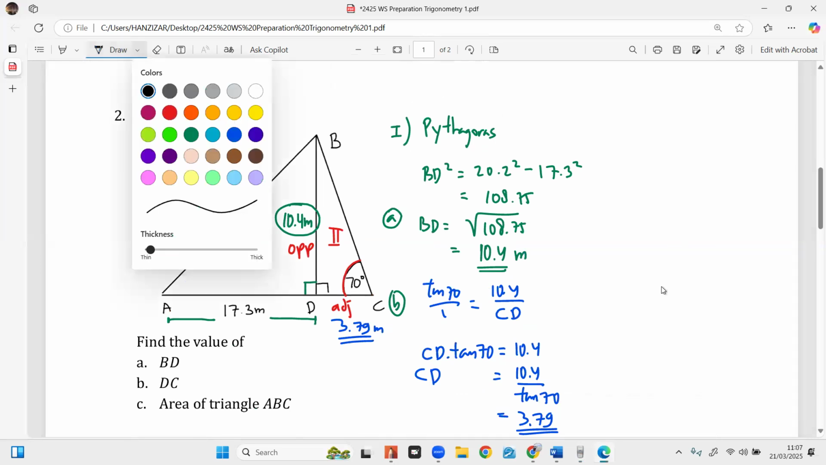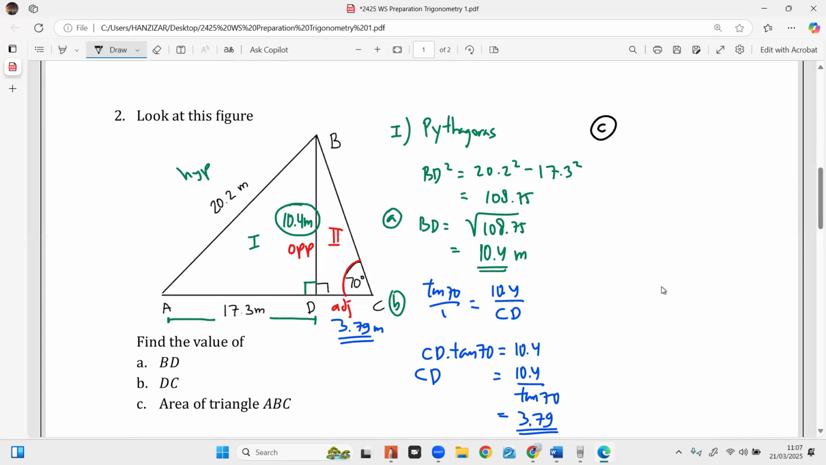Then to get the area, look at this, guys. You don't have to add area 1 and area 2. We can do that, but I prefer you to look at this base and this height. That's all. One time multiplication and we're finished.